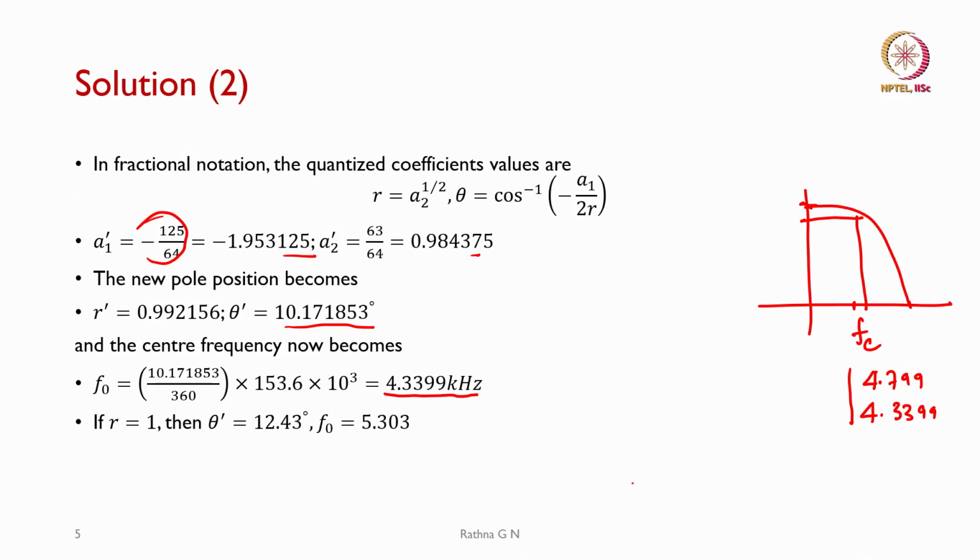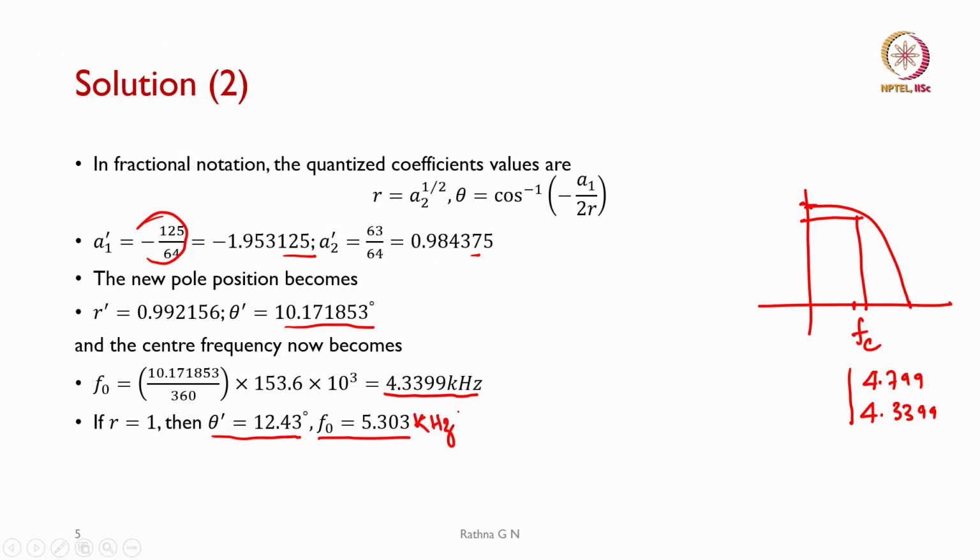So, now I said I can take R is equal to 1. Okay. What happens in that case? So, we recalculate this. We have calculated, and only we are giving the final result. So, you will be seeing what happens to your theta dash: it becomes 12.43 degrees and F naught becomes 5.303 kilohertz actually in this case.